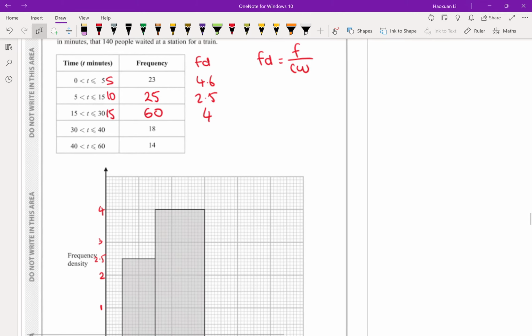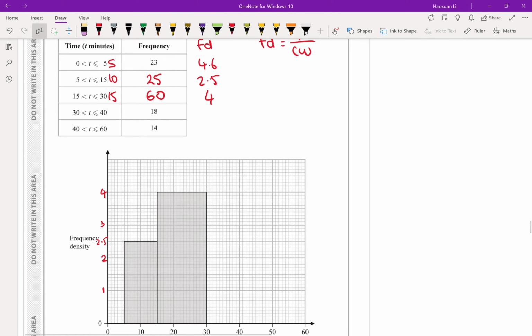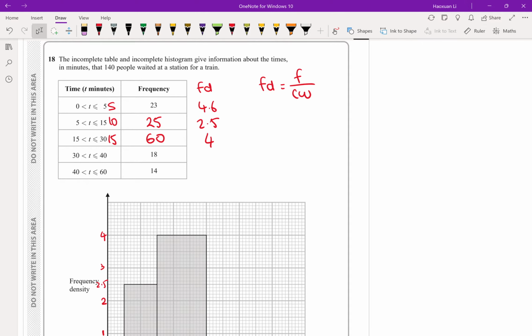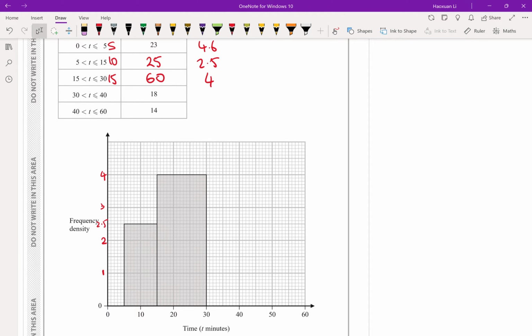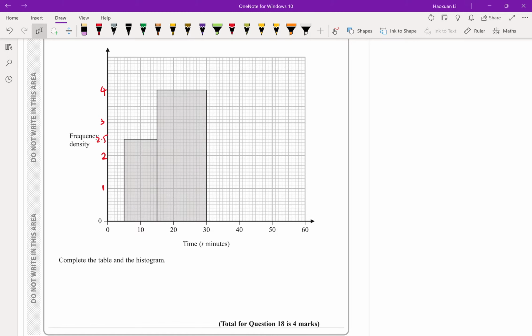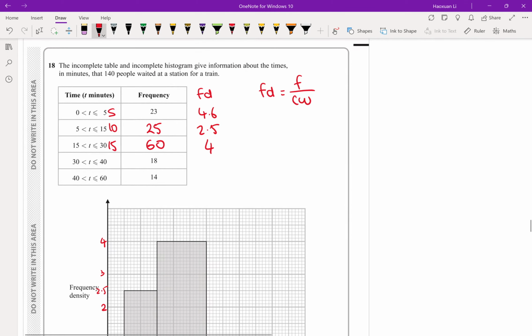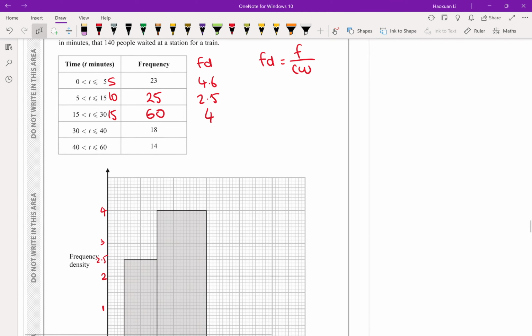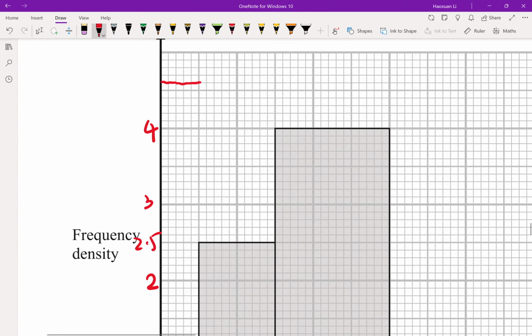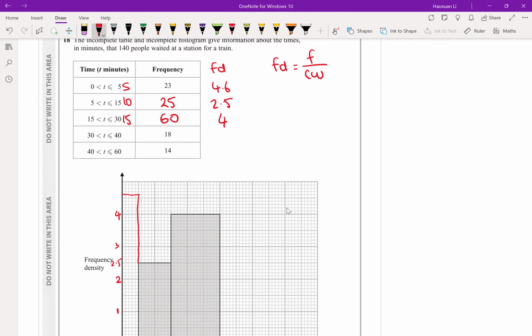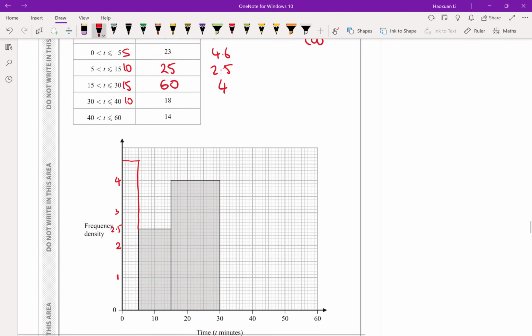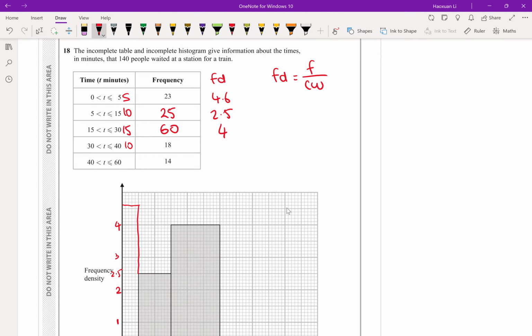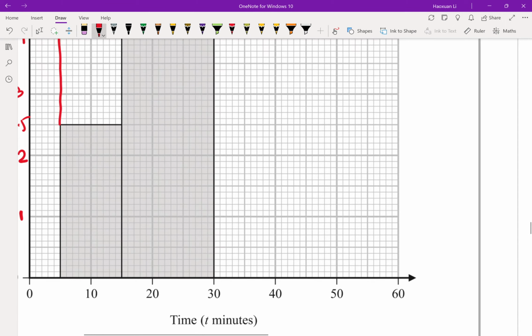So now you have completed the table. So now you have to complete the histogram, because it's complete the table and the histogram. So 0 to 5, the frequency density is 4.6. So it'll be from here and you draw the line down. And then here is 10, and then you need to find the frequency density by doing frequency over class width. So 1.8. So 1.8 here, you draw it down.